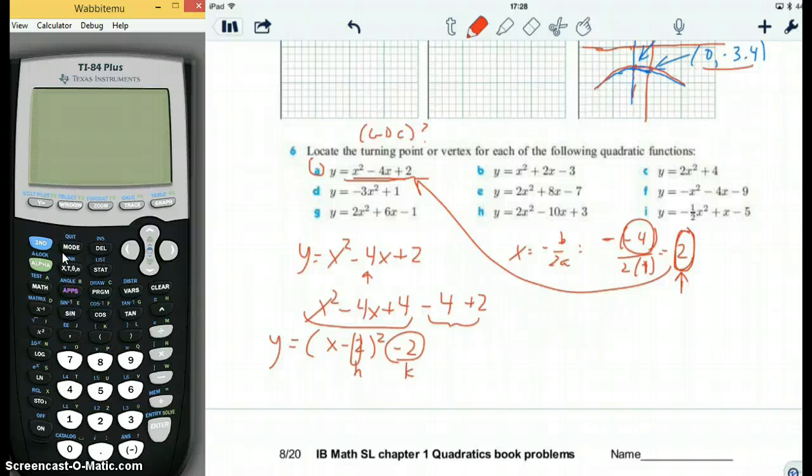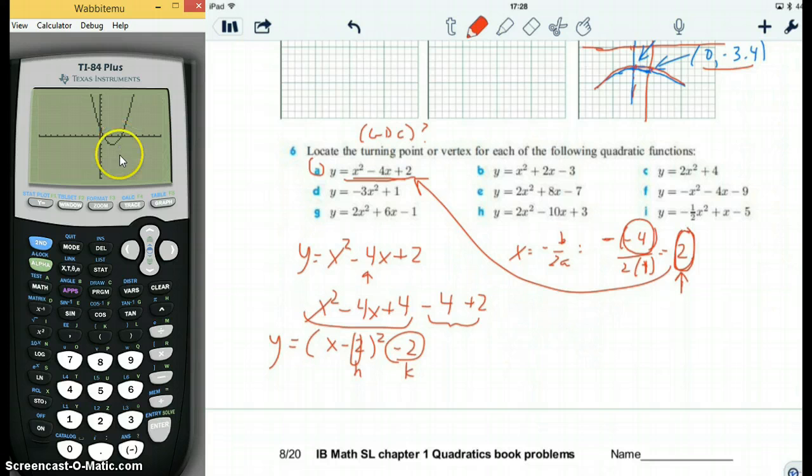The other thing we could do is graph it on the GDC. So we'll try one of those. So we'll turn it on. Okay. And then we'll put in the formula, which is x squared minus 4x plus 2. And we graph. Okay, and we can't see it very well. We'll do a zoom standard. Zoom standard is option 6. Okay, all right.